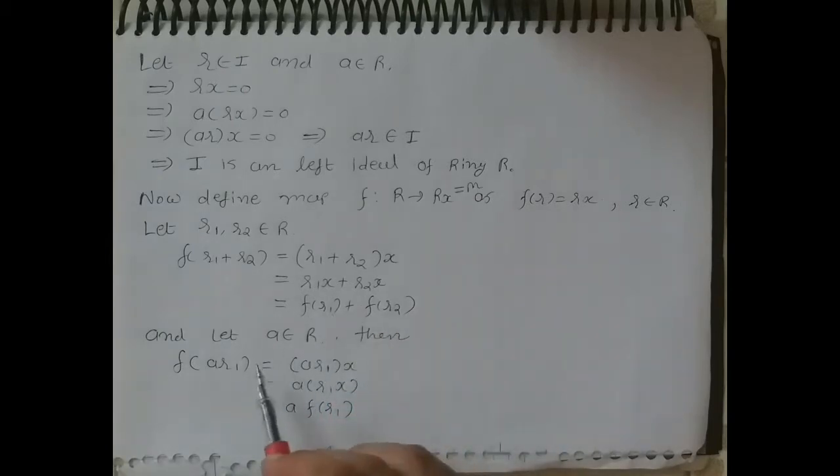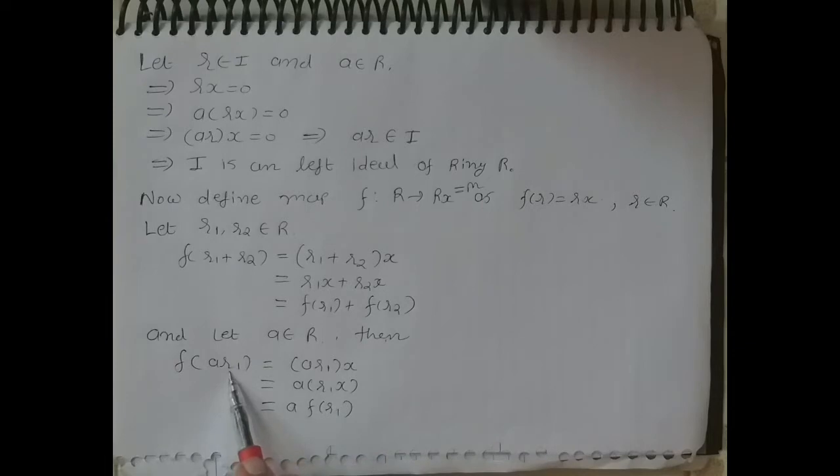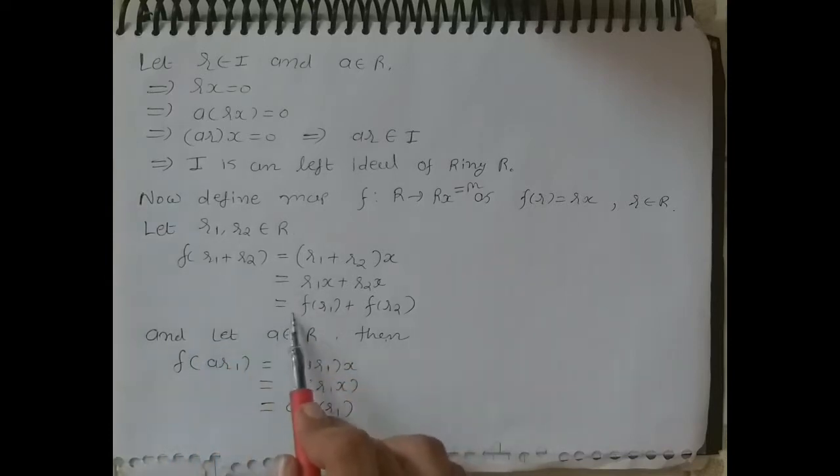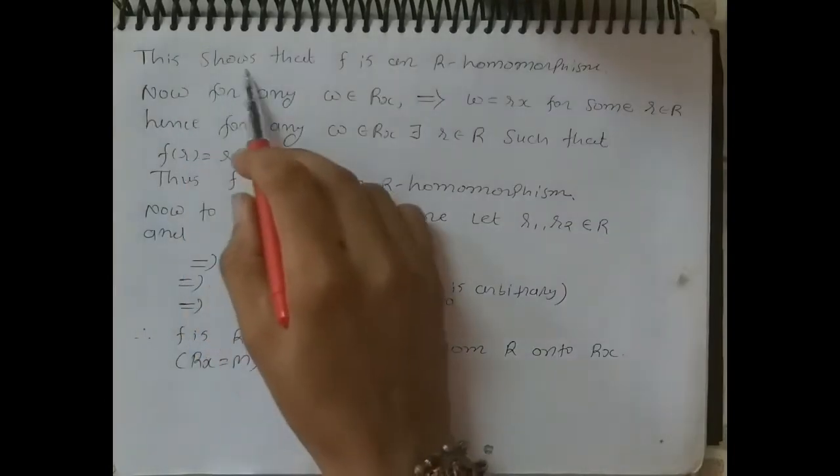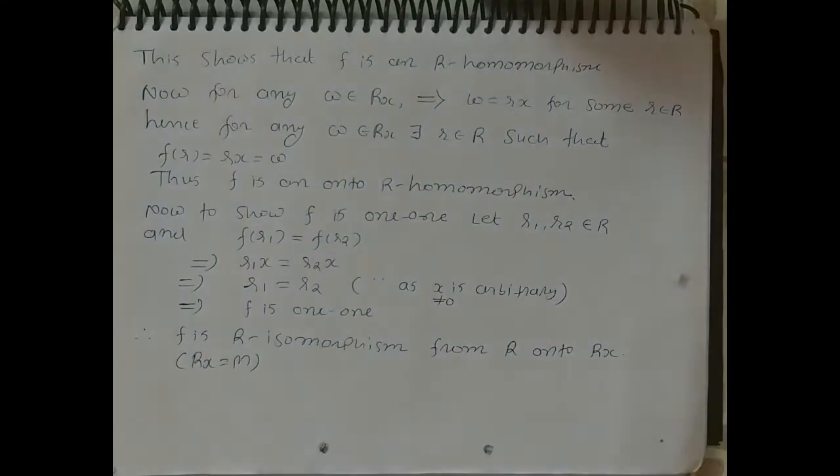And our second condition: let us consider element a belongs to R, then f of ar1 is equal to (ar1)x. Now multiplication is again associative, so a(r1x), and now r1x is equal to f of r1, which gives a times f of r1. So f of r1 plus r2 is equal to f of r1 plus f of r2, and f of ar1 gives a times f of r1. This shows that f is an R-homomorphism.